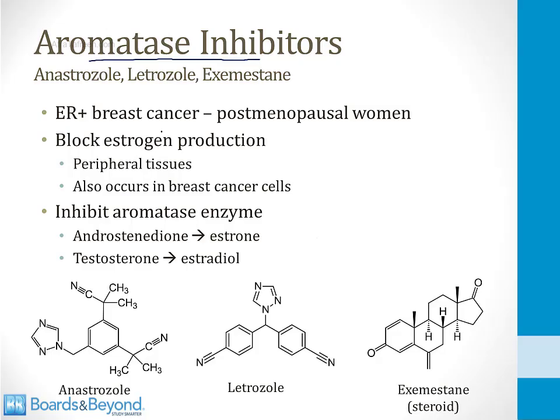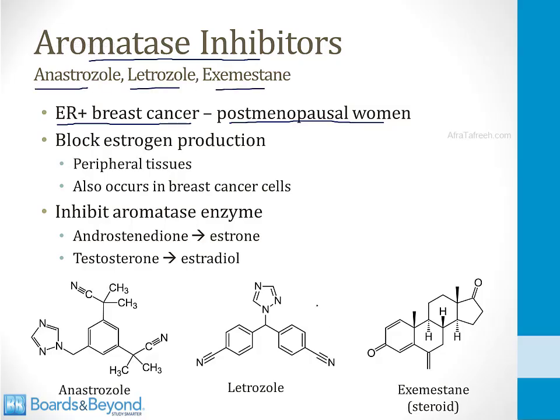So aromatase inhibitors are used in estrogen receptor positive breast cancers, just like tamoxifen. These drugs are only used in postmenopausal women. Premenopausal women have too much estrogen production coming from the ovaries, and these drugs are not effective. There are 3 drugs in this class: anastrozole, letrozole, and exemestane.